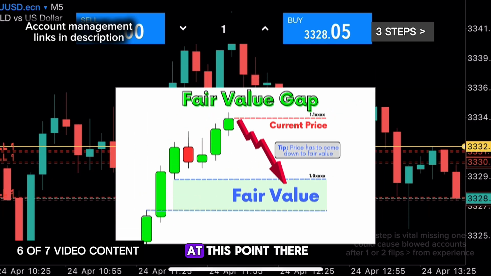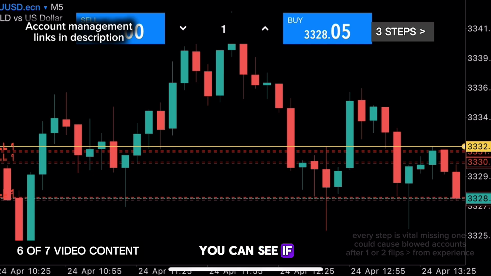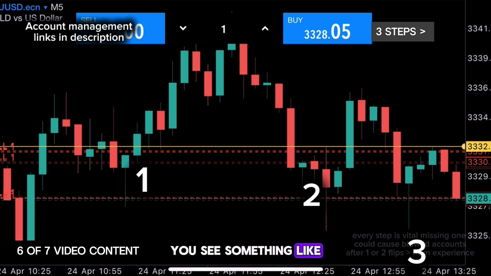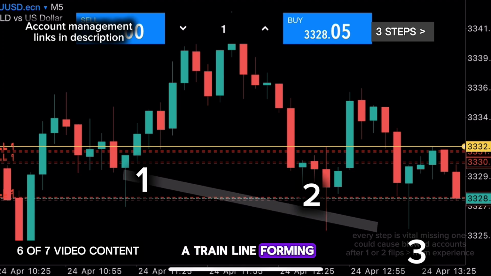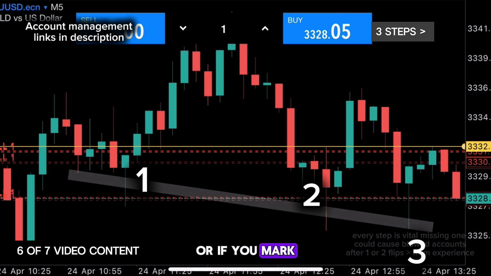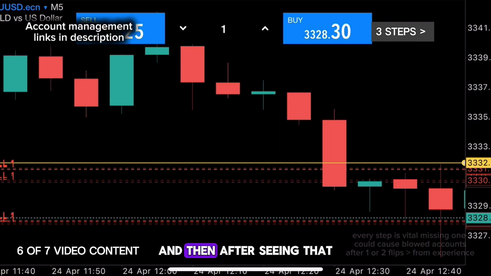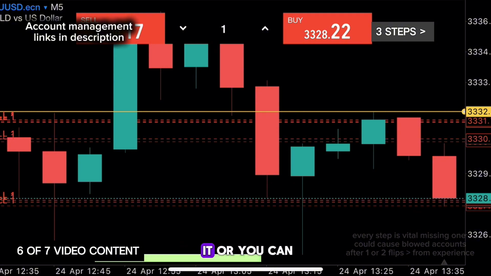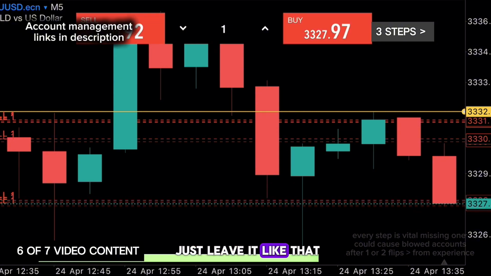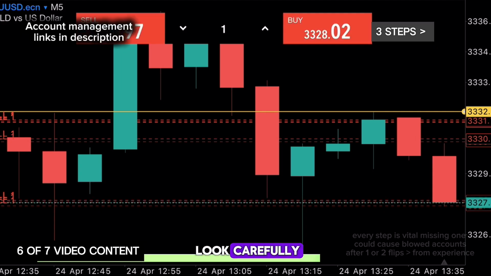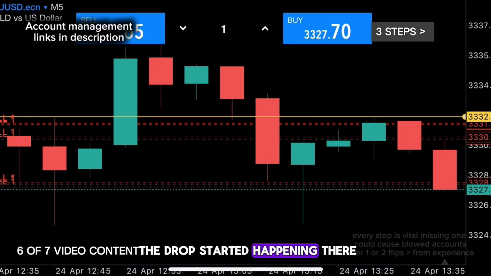And if you look at this point there, you can see if you mark this point here, this point and this point here, what do you see happening? You see something like a trend line forming. Or if you mark only these 2 points, you see something like an equal high or equal low liquidity forming. That's a good confirmation. And then after seeing that, you want to mark it, or you can just leave it like that. And then if you look carefully, you can see that the drop started happening there.